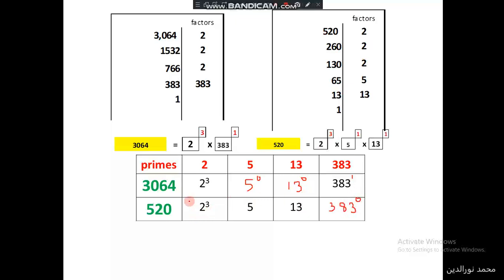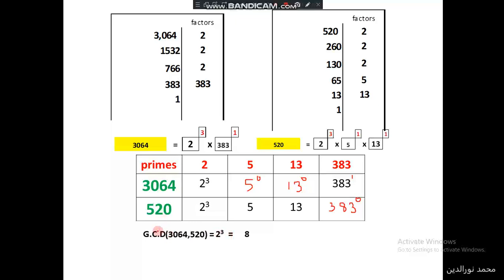And then to find the GCD of this pair of numbers, we take the prime factors with the lowest power. In this case 3 and 3, so we take any one. 2 power 3 times 5 power 0 times 13 power 0 times 383 power 0. All of them are ones. 1 times 1 times 1 times 2 to the power 3, which is 8.